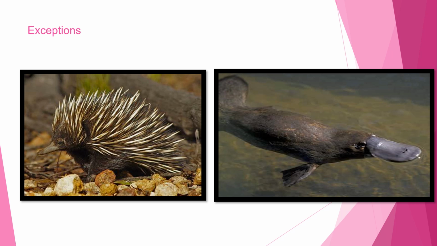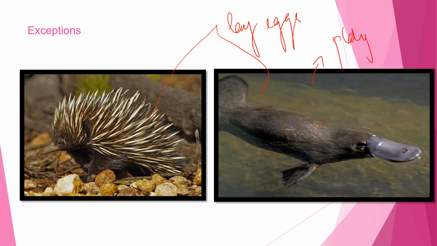Now these are the two exceptions of this Mammalia group. The first one is echidna, or spiny anteater, and the second one is the platypus. So these two are laying eggs. Instead of giving birth to the young ones, both the platypus and the echidna are laying eggs. So they are not giving birth to young ones, so they are oviparous in nature.